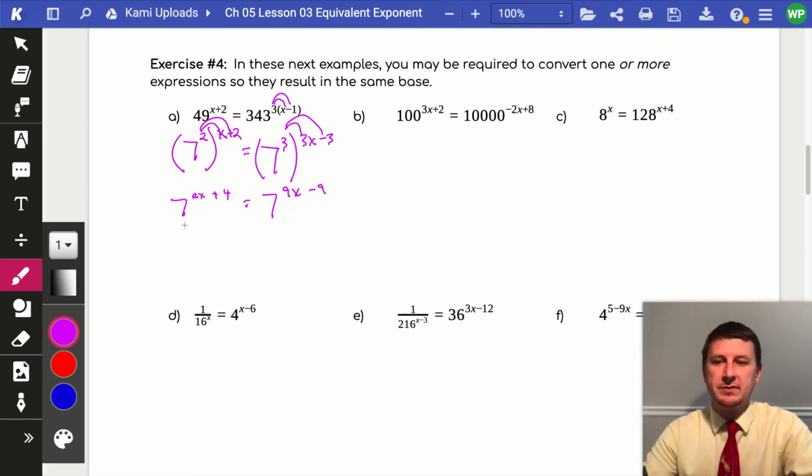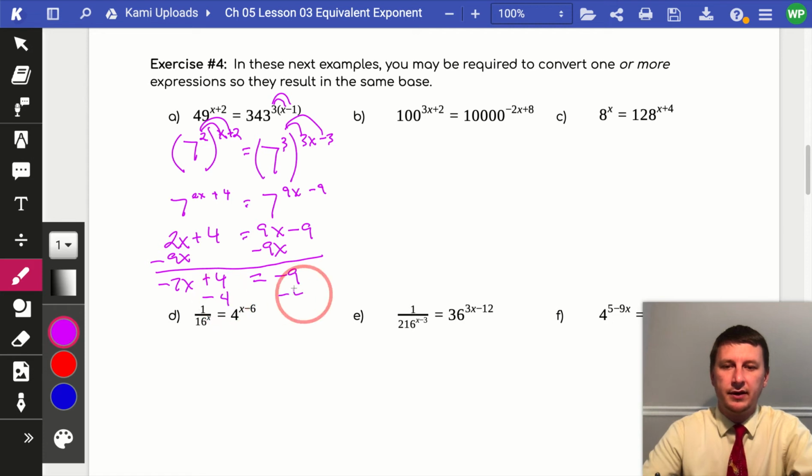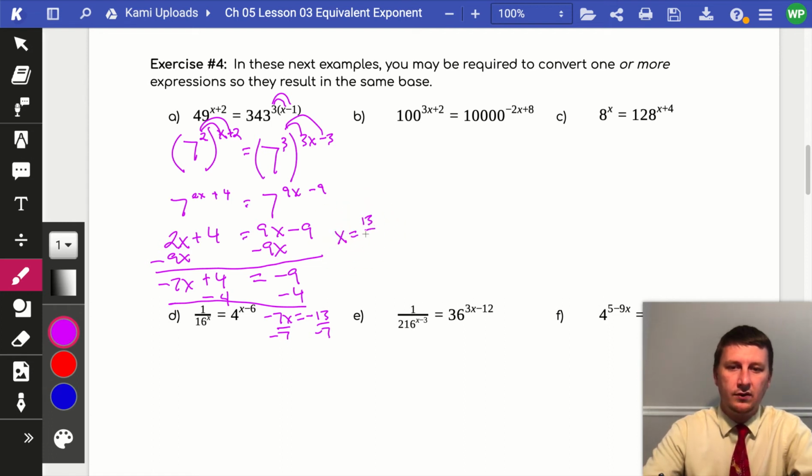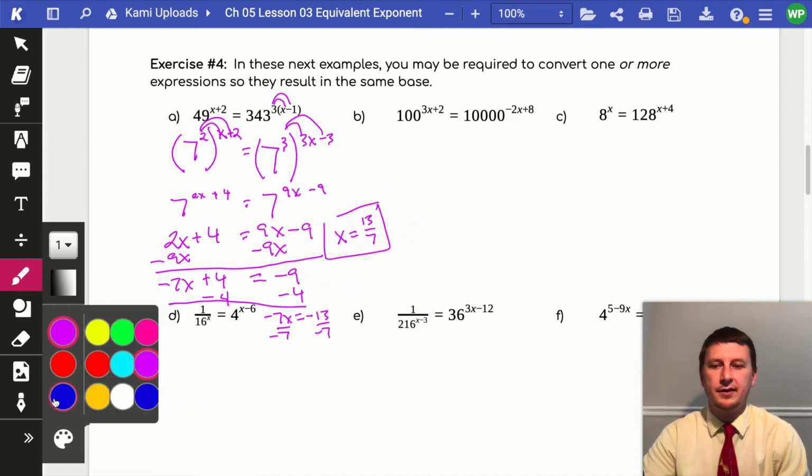Now I have the same base, which means my exponents must be the same. So I'm going to set the exponents only equal to each other and get 2x plus 4 is equal to 9x minus 9. When I subtract all of my x's to one side of the equation, I'll get negative 7x plus 4 is equal to negative 9. I'm going to subtract my 4 over here, and I'm going to get negative 7x is equal to negative 13. I'll divide both sides by negative 7. This is a funky looking solution, but that is in fact the correct solution. X is equal to 13 over 7. It would have been very tough to solve for 13 over 7 in any other way than this method.